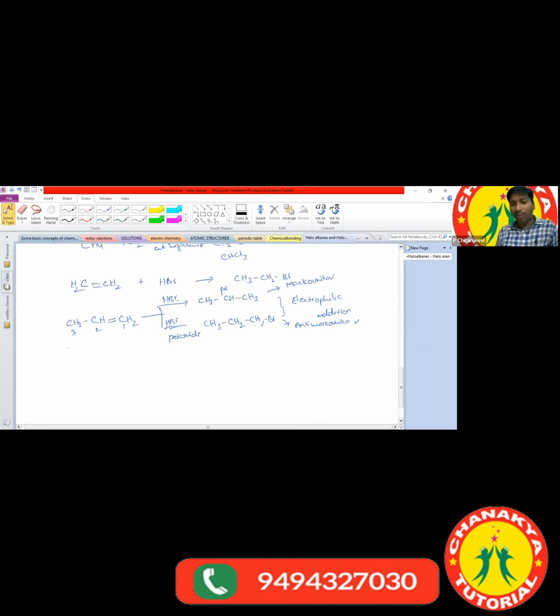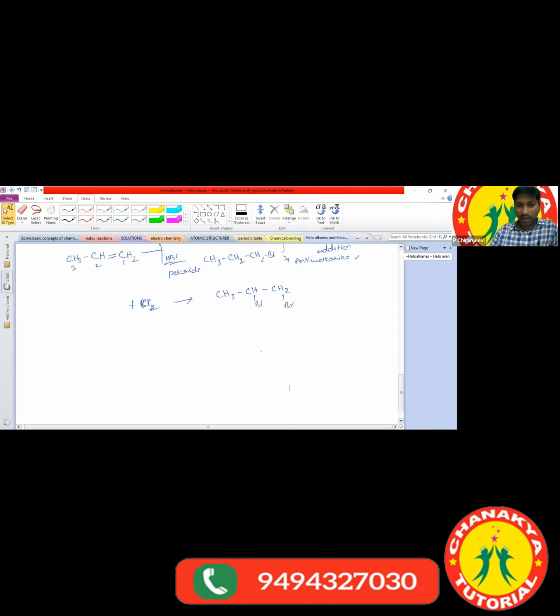And one more method is also there. For this, if you add Cl2, chlorine, or Br2, bromine, to propene, it forms 1,2-dibromopropane. Okay, it forms 1,2-dibromopropane. Clear? Next.